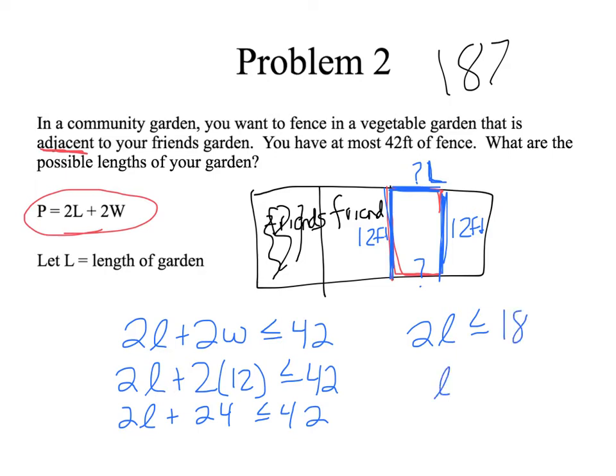Divide both sides by 2, and we have L is less than or equal to 9 feet. Okay, so anything that's less than 9 feet, you would have enough fence for. So if you want to use all 42 foot of your fence, you need to make your length 9 feet. If you want to have a couple extra feet, anything less than 9 feet would work.